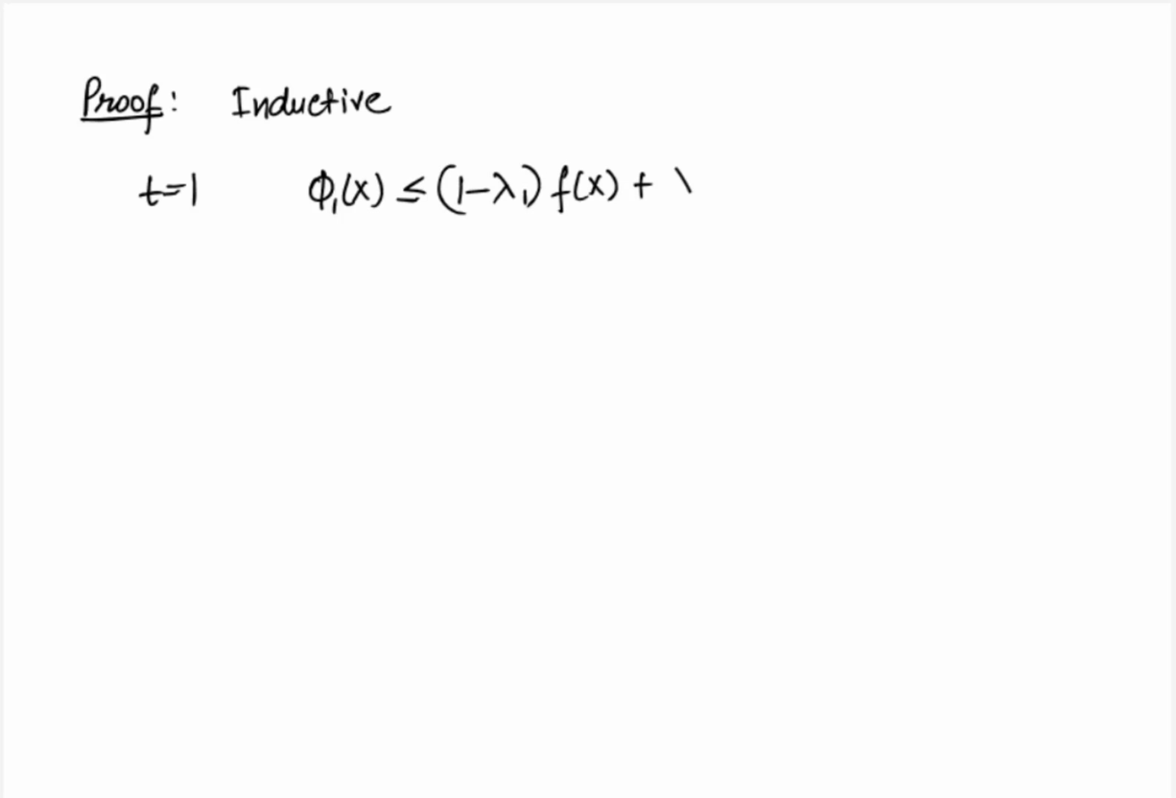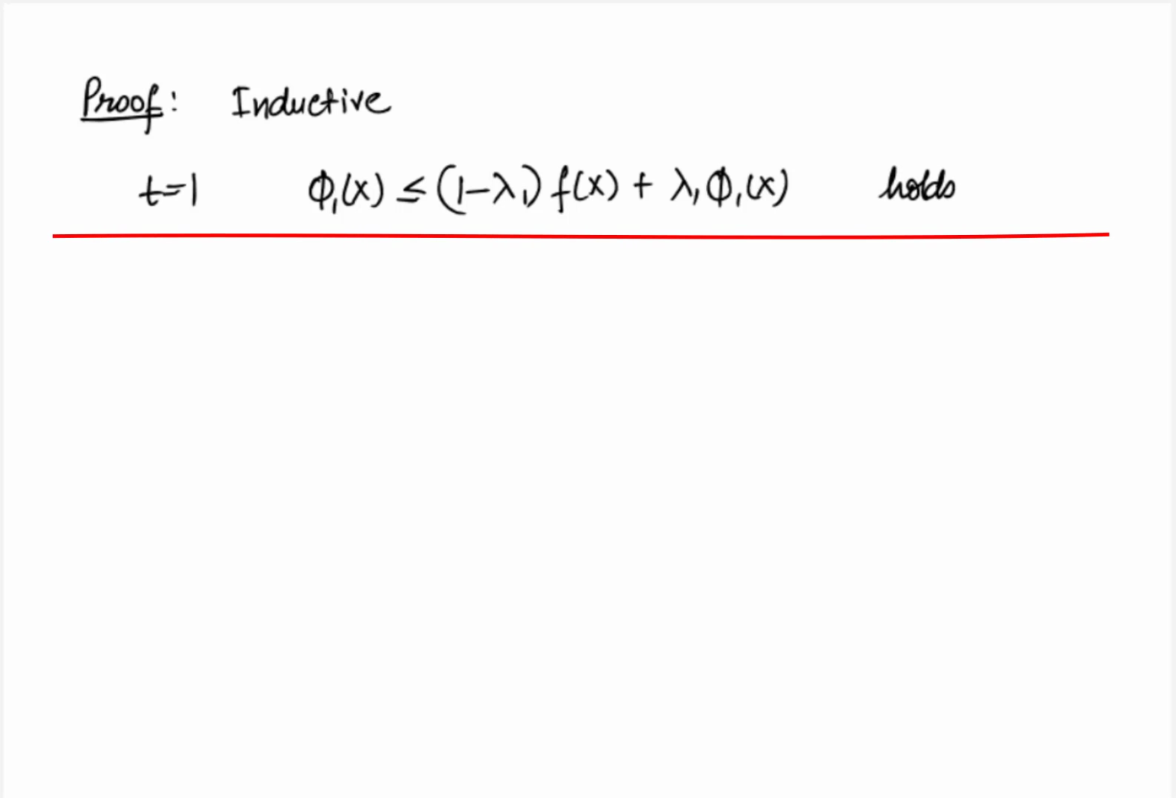For most of the results in this video, we will make use of inductive proofs. So first we need to verify that the condition holds for t equal to 1. That is clearly true because lambda 1 is equal to 1. So it holds that phi 1 of x is less than or equal to (1 minus lambda 1) f of x plus lambda 1 phi 1 of x. Actually, equality holds in this case. And this is true for any f and phi 1.